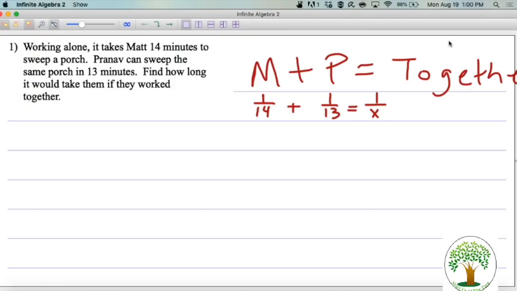Which one's the fraction button? So I got 27 over what? 182. 182.